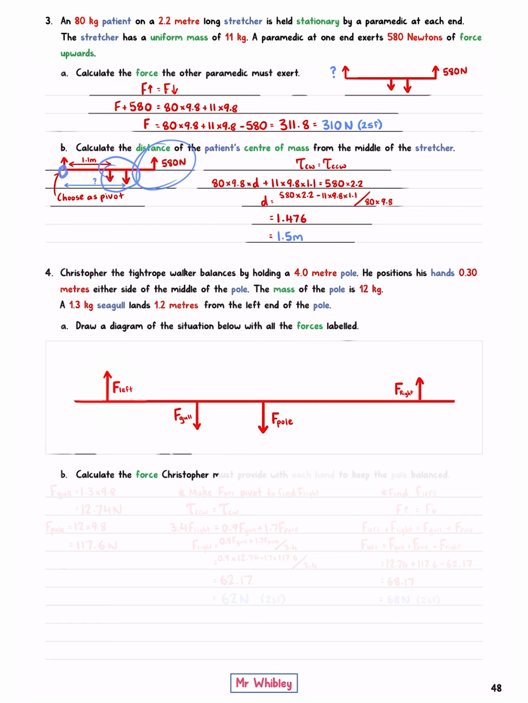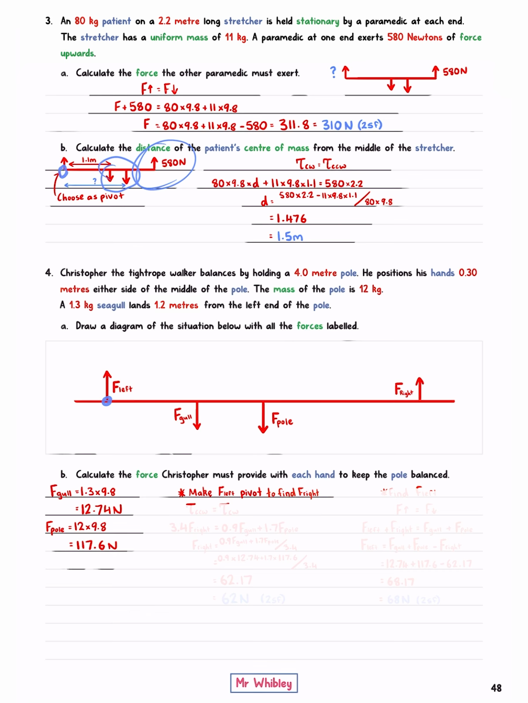Calculate the force Christopher must provide with each hand to keep the pole balanced. We can start by finding our gravitational forces, which are just the masses times the acceleration due to gravity, which gives us 12.74 and 117.6 newtons. Next, I'm going to make F left our pivot in order to find F right. To help us work out the distances, I'm going to annotate on the diagram above.